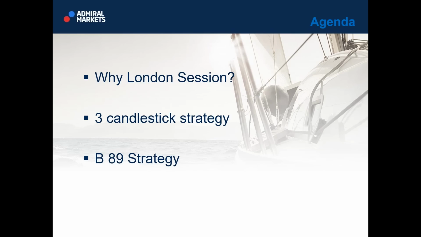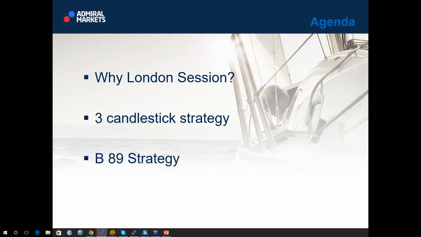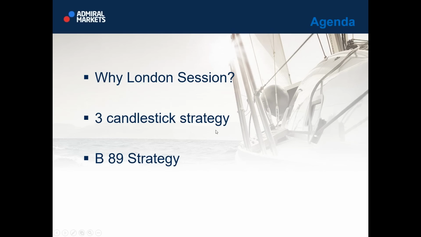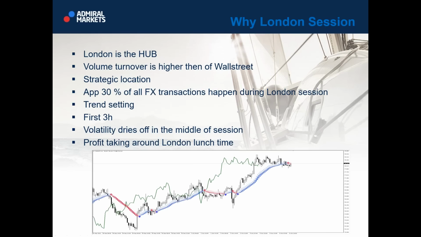So, while on the session: 3 candlestick strategy, B89 strategy. Those are the strategies which we will cover today. 3 candlestick and B89. Now, why do we trade London Open? This is a system solely for London Open trading. Why London Open? That is the main question.